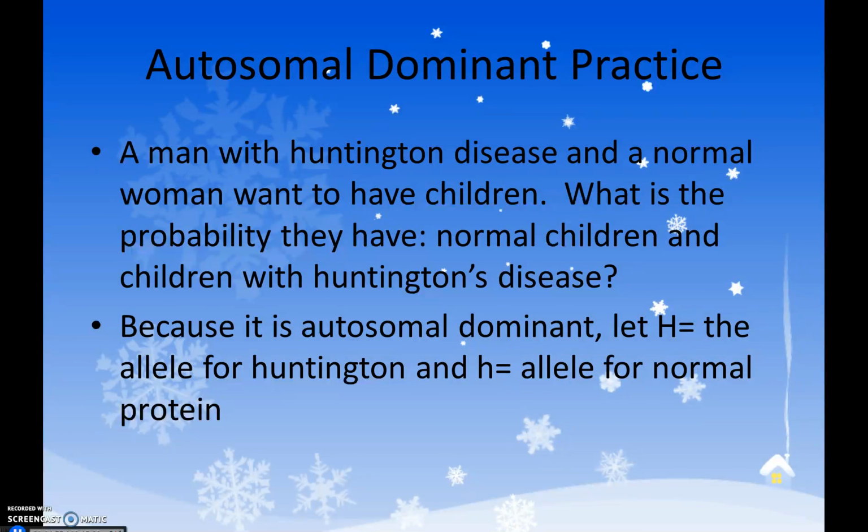Okay, let's try this out here. Let's cross a man with Huntington's disease with a normal woman. Let's just say the man is heterozygous for his Huntington's disease, with a woman it does not run in her family. And we want to know what the probabilities of having children with the disease are. Well, this is how we do that.